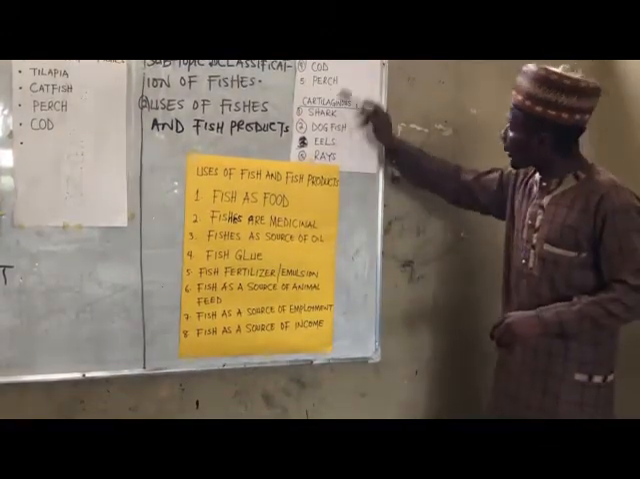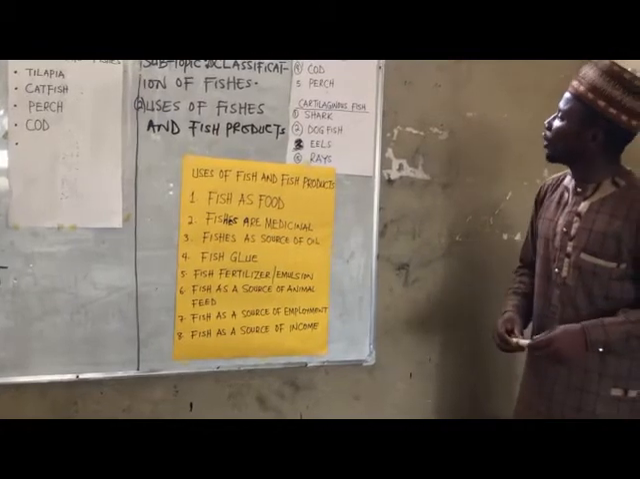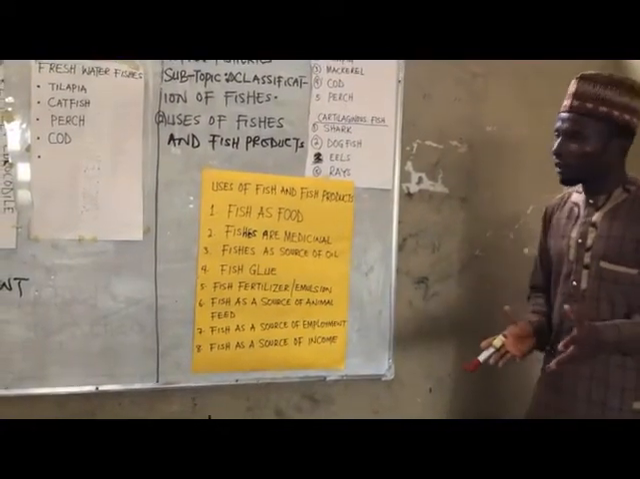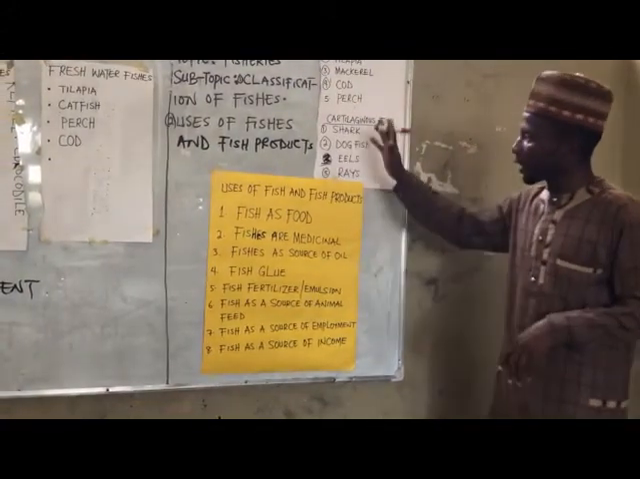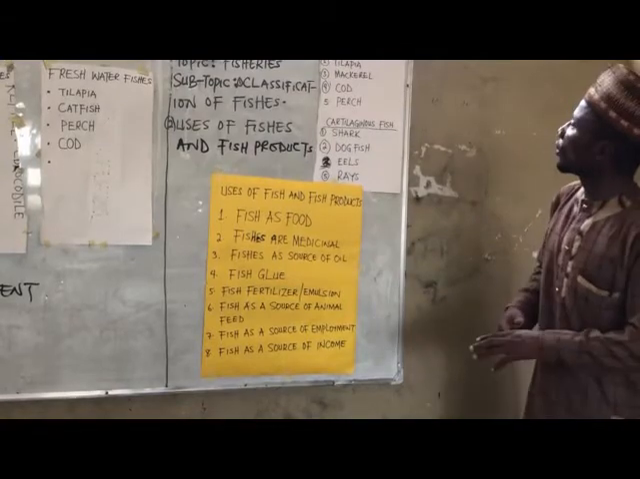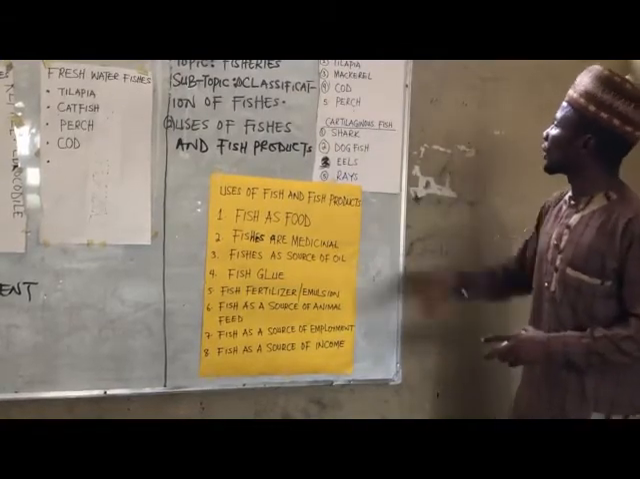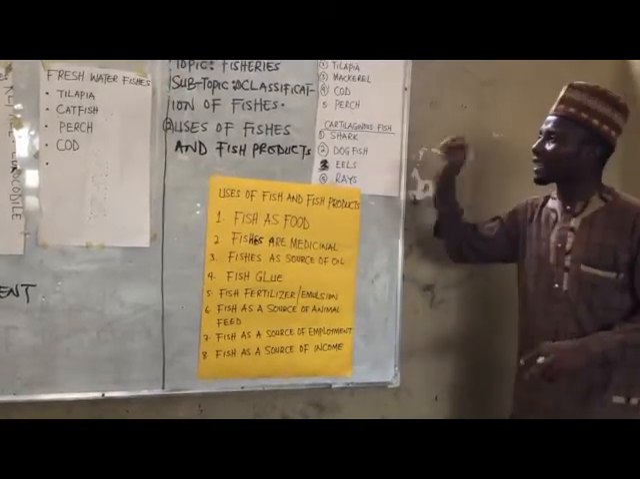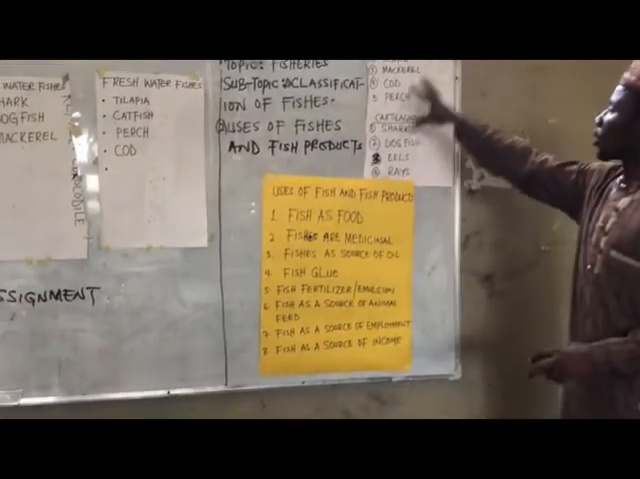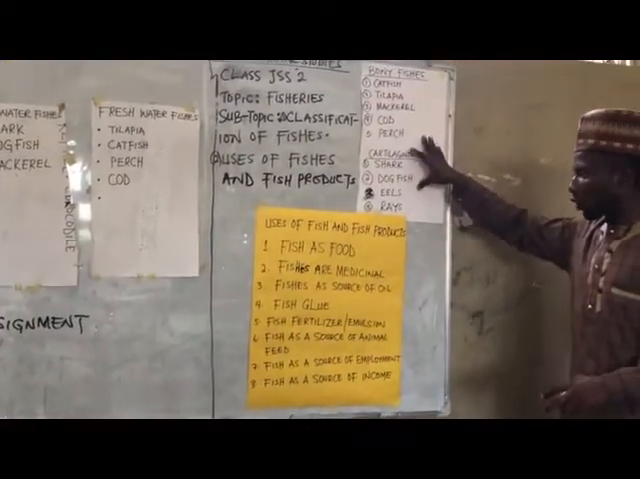So all these are examples of what? Cartilaginous fishes. We have many of them. I'll give you an assignment. You are going to research more on this to give us other examples of cartilaginous fishes and bony fishes. So this is how to classify fishes based on habitat and based on what? Morphology, based on the body structure.